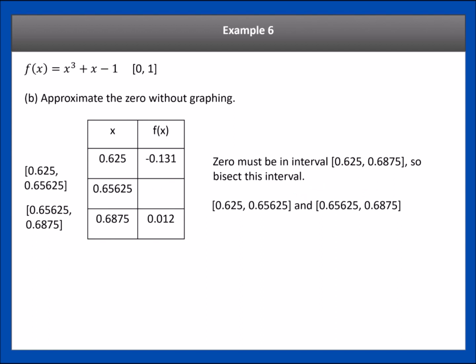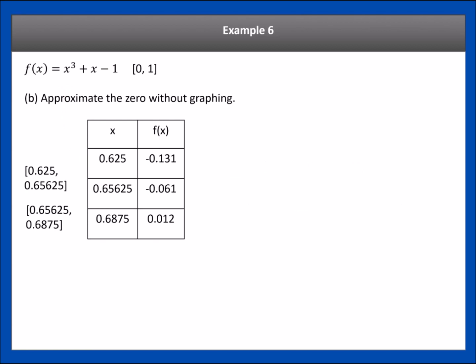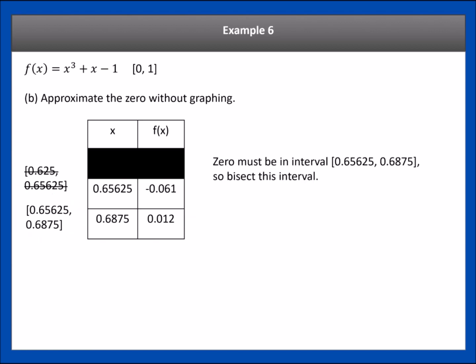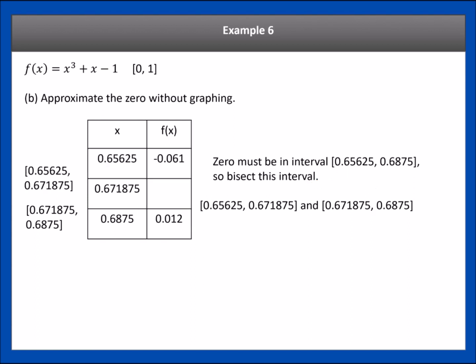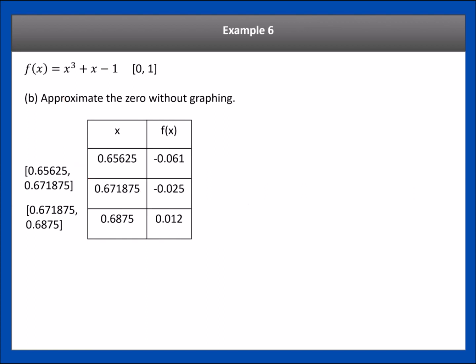And then we're going to plug this number into the function and get negative 0.6061. So 0 is between this negative number and this positive number. So therefore, we have to look at this interval. So we'll get rid of the first interval and look at the second interval. We're going to bisect this one more time. And if we plug this number in, we get negative 0.025. So again, 0 is between this and this. So we're getting really close at this point.